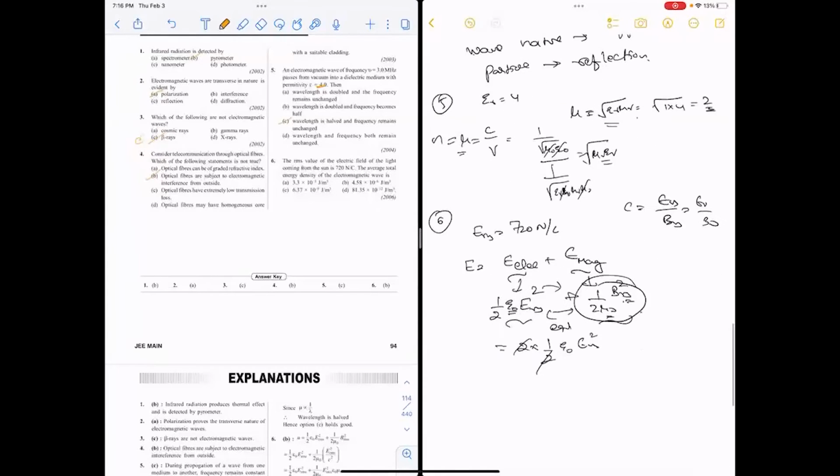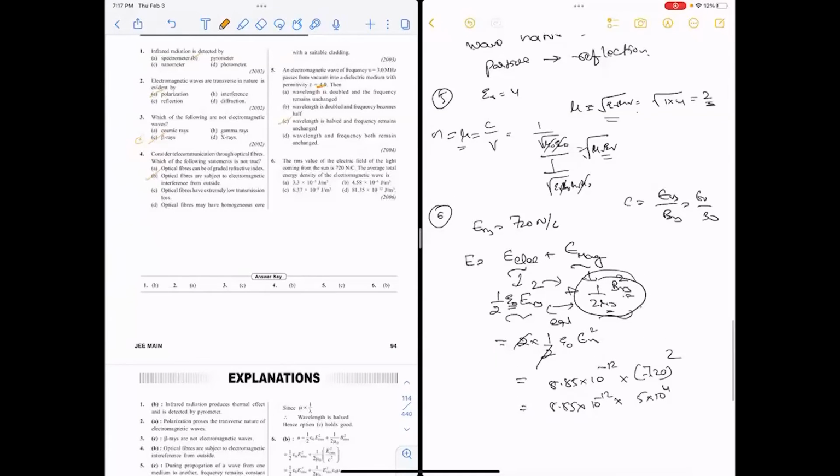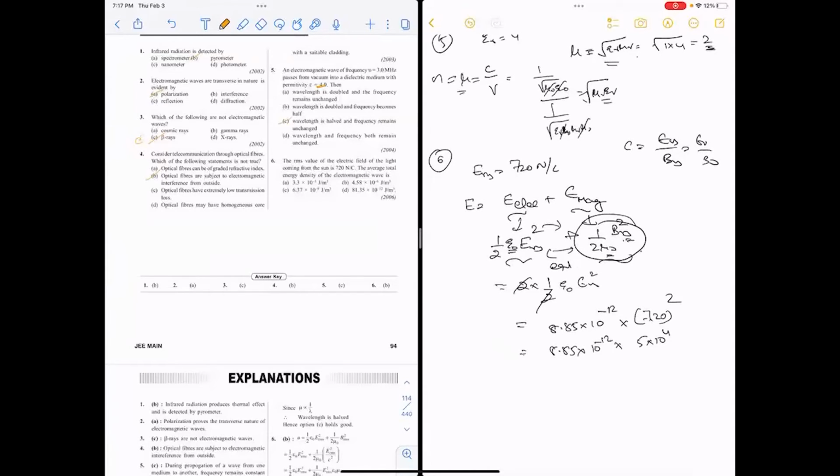Agreed? So it is epsilon naught 8.85 into 10 power minus 12 into this ERMS, which is 720 square. So it is 7.2, 7 sevens are 49, approximately 50 I can put. So this 7.2 square is 50 into, if I take 100 common here, 10 power 4, 8.85. I'm just telling you how to approximate. 7 sevens are 49, I know. I'm just approximating, I'm not doing the exact thing, so that I'll save time because we have multiple options. I can see the nearest value. You can see they are different: 3.3, 4.8, 6.3 like that.